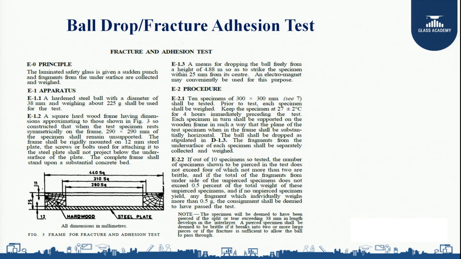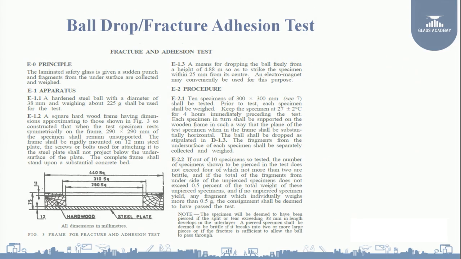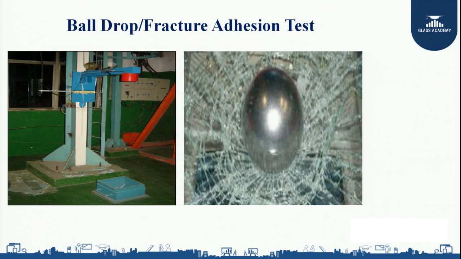Basically, we need to understand, when I drop a ball from a distance of 4.88 meters, how the ball is going to perform on the laminate, whether it is going to penetrate, or stick, or tear the PVB. We need to collect the fragments from underneath the laminated sample, weigh them, and check that the weight shall not exceed 0.5% of the weight of the glass. You can see here the setup for the ball drop test.